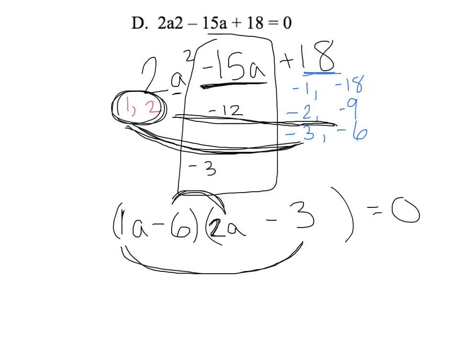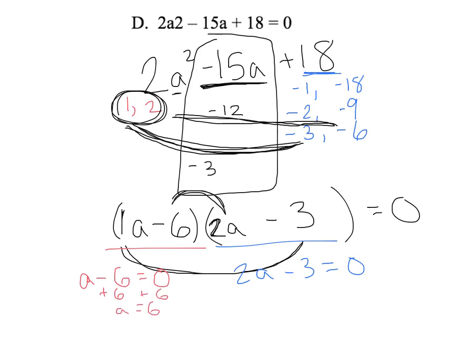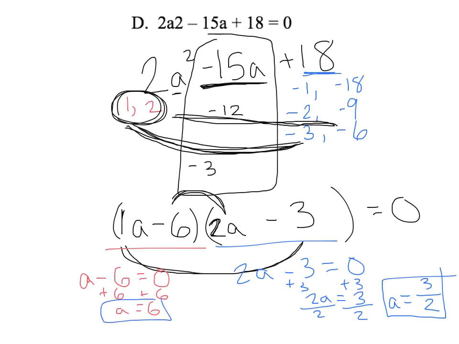So again, to see what equals 0, we're going to have a minus 6 equals 0, or 2a minus 3 equals 0. To solve this one over here, we're going to add 6 to both sides, a equals 6. Over here, we're going to add 3 to both sides, and divide both sides by 2. So a equals 3 over 2. So either a equals 3 over 2 or a equals 6.